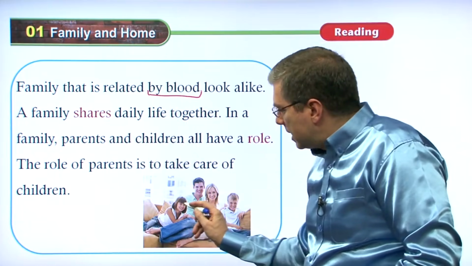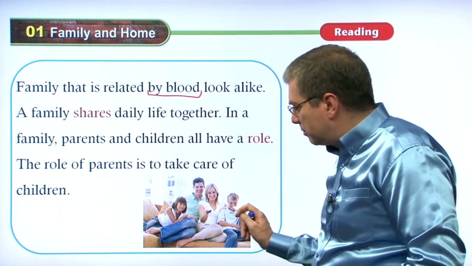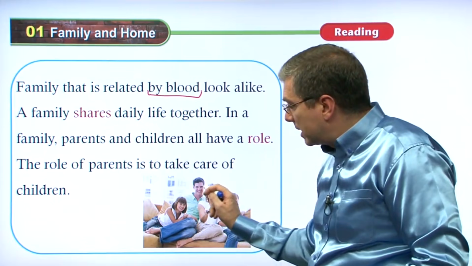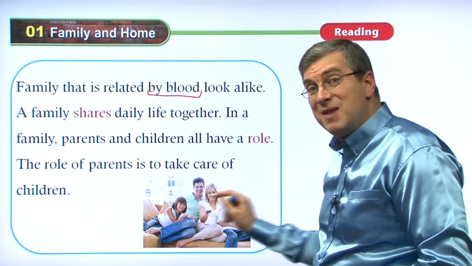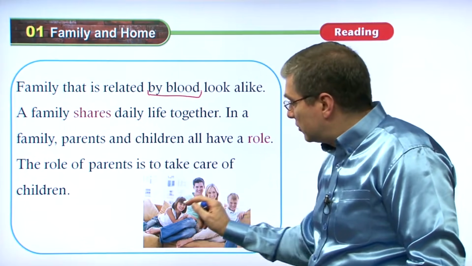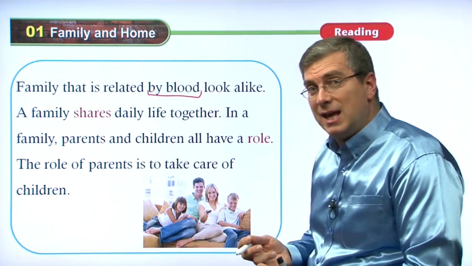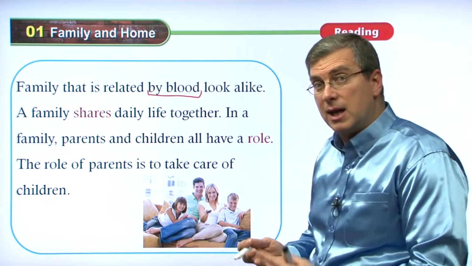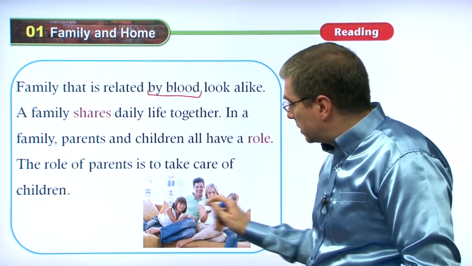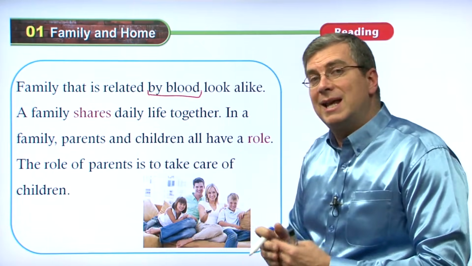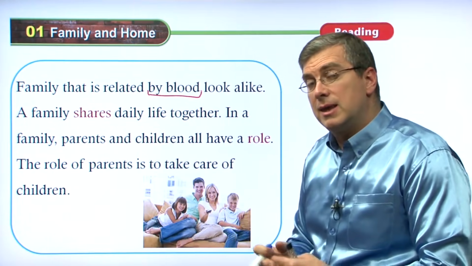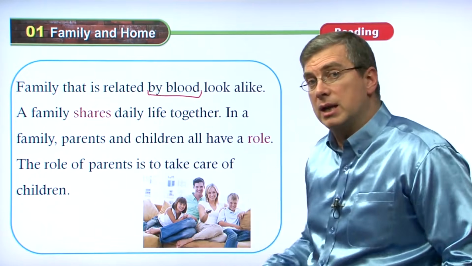So, for example, this girl's blood and this boy's blood will be very similar because these two people got together and made these children. These children are a combination of these people's DNA and blood, and the things that make up their body. So the children will be related by blood, right? They have the same blood in their bodies.